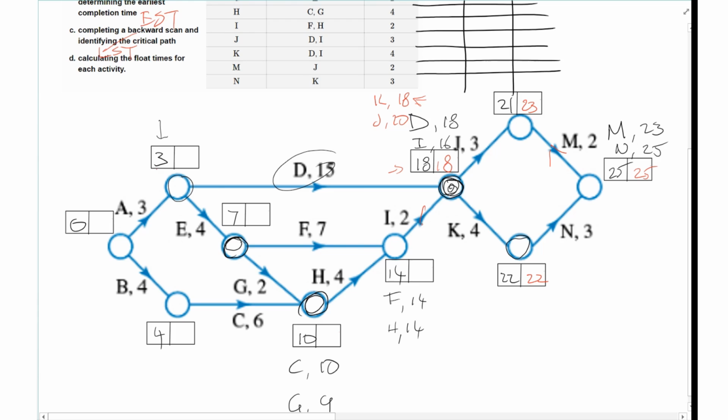Now, coming in down here, coming in from I, I'm going to have 18 minus 2 would give me 16. That's coming down to the H, might as well come down there. 16 minus 4 would give me 12. Notice, when I don't have two things coming in, I just write the values that I need to write, so I don't have to stress too much about that.